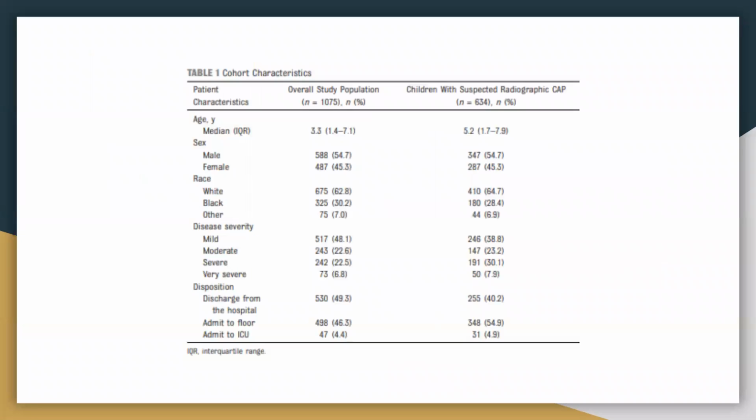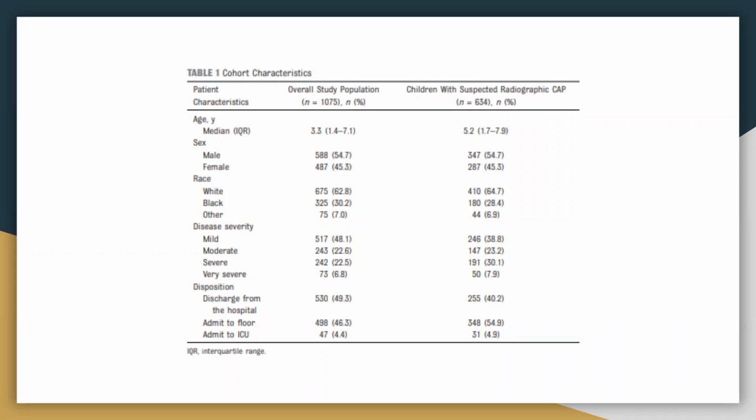This is the cohort that ended up being part of the study. So the 634 is the number that actually ended up being studied. Their median age is about 5. It's a decent split between male and female. This is their breakdown of their race, their disease severity, notably that most people fell in the mild disease severity category, and much fewer of them fell in the very severe category. And then what ended up happening with them, whether they were discharged, whether they got admitted to the general floor, whether they made it into the ICU.